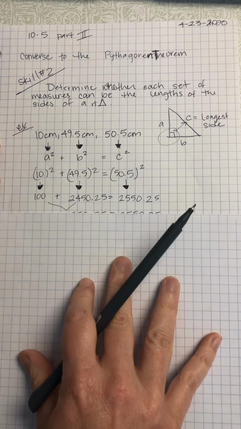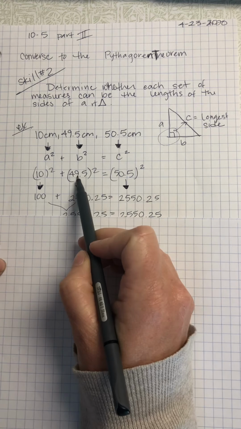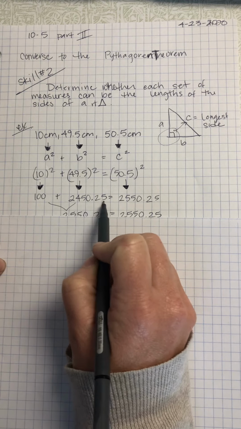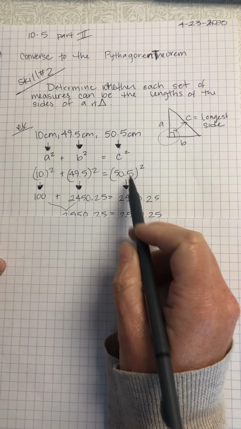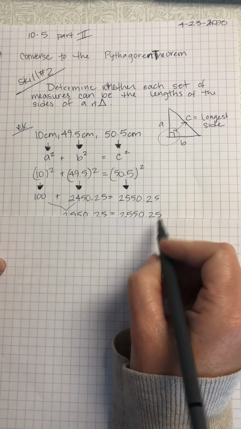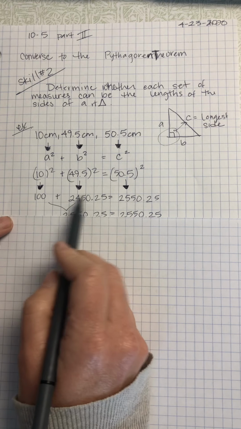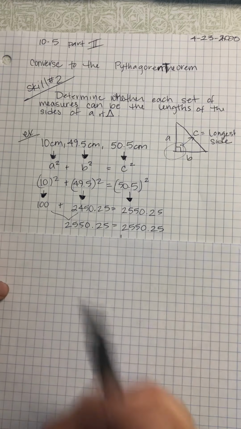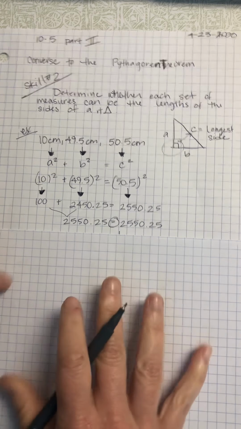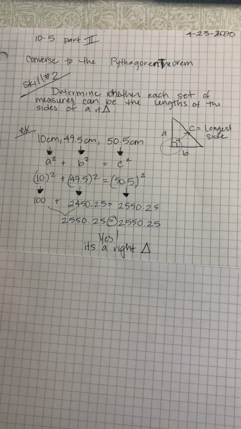You can obviously use a calculator. When you do, 10 times 10 is 100. 49.5 times 49.5 should get you 2,450 and 25 hundredths. And then 50.5 squared is equal to 2,550.25. When you combine your A plus B, you end up with equal measures. So that means yes, it is a right triangle.